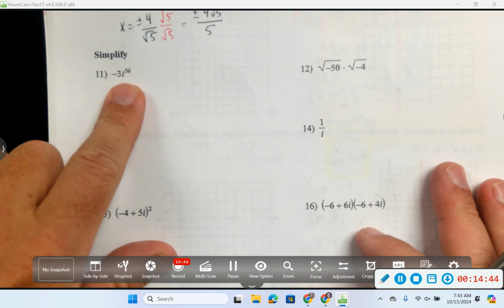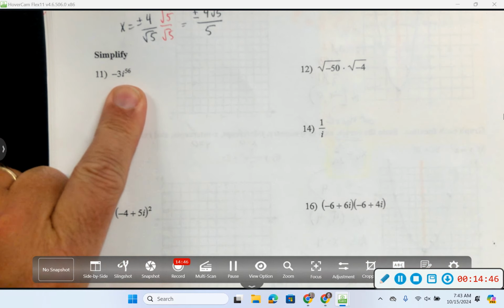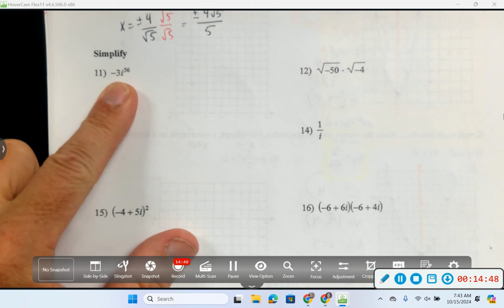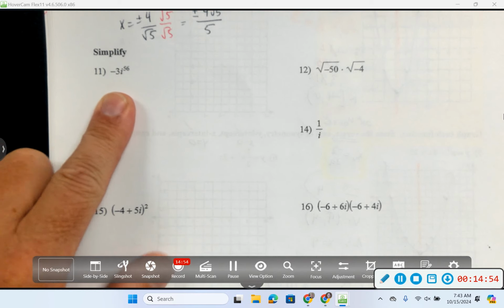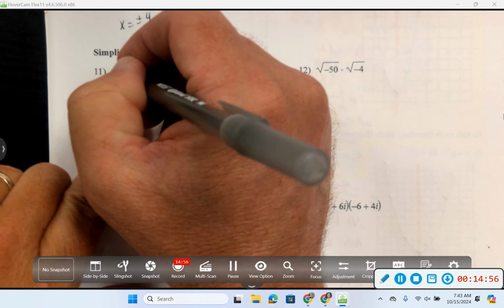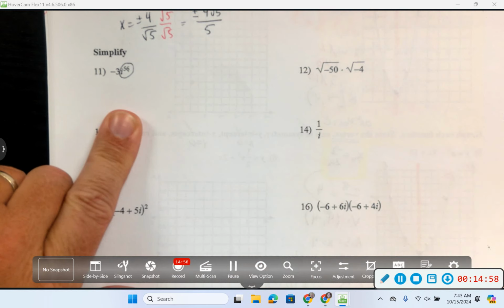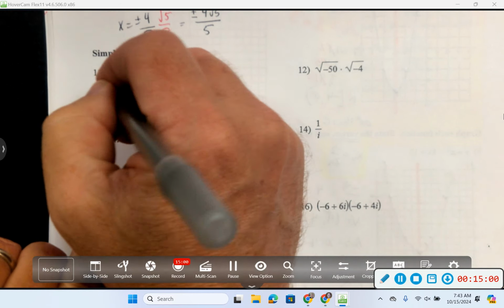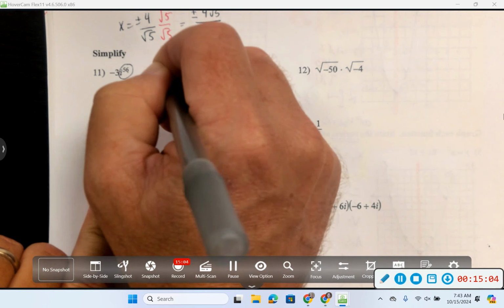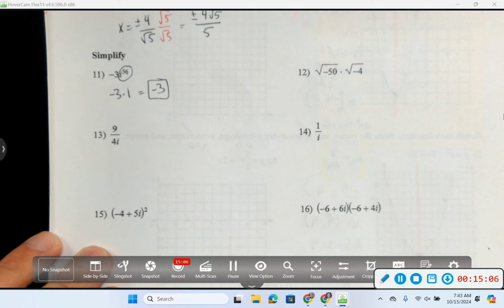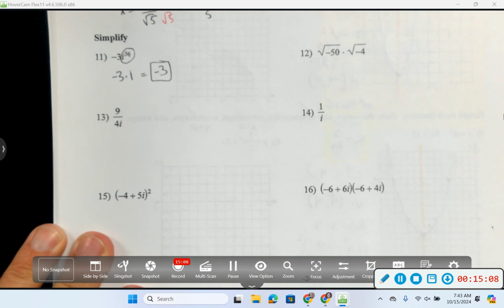Number 11. Oh, there's the i to a big power. So 56. That's a multiple of 4. So that's just 1. So that's a nice one. Well, I guess it's a nice one as long as you realize that 56 is a multiple of 4. So it's just negative 3. Negative 3 times 1 is negative 3. We like that one.